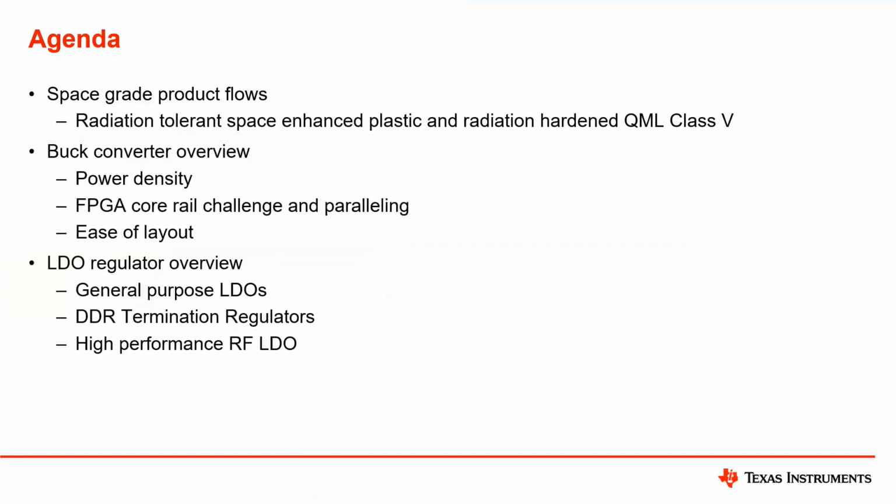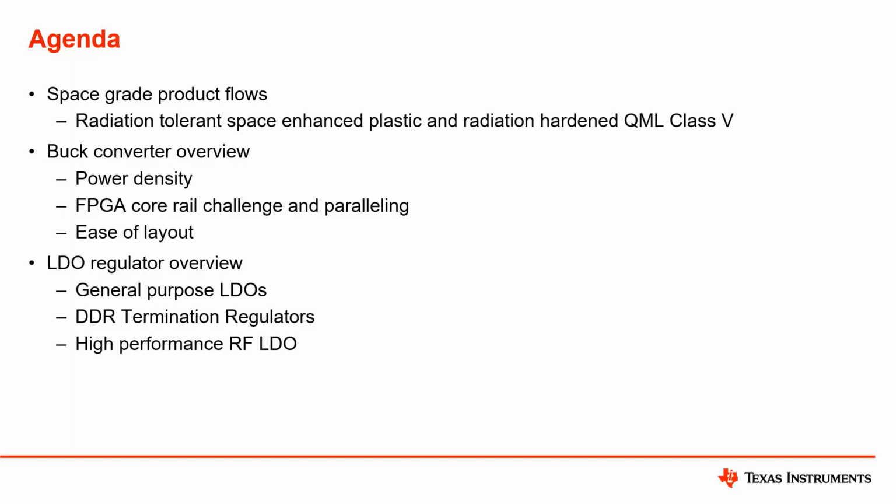So for today, we'll run through a quick agenda, talk about our space-grade product flows, and give a little background on the different product grades that TI offers in terms of power management ICs. Then we'll really focus on two key elements of our portfolio: our buck converter overview, and our LDOs, linear regulators, as well as a DDR termination regulator. Really, this is geared for a full power solution on powering a lot of different FPGAs, but this also works for a number of different processors, as well as custom ASICs you may be designing.